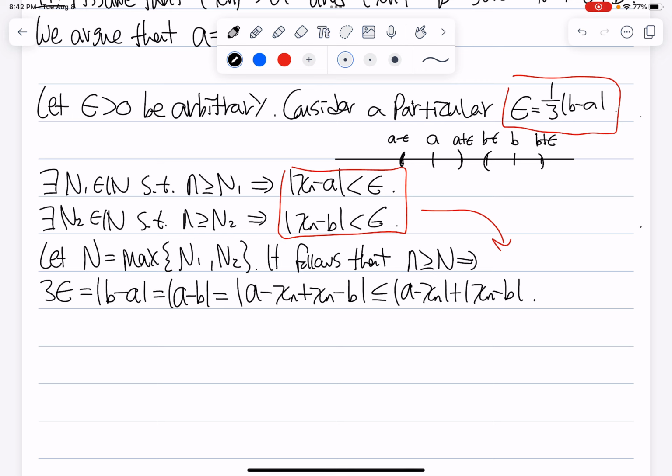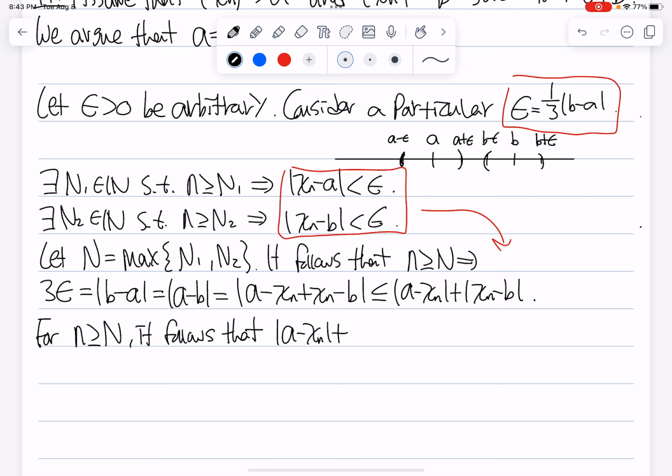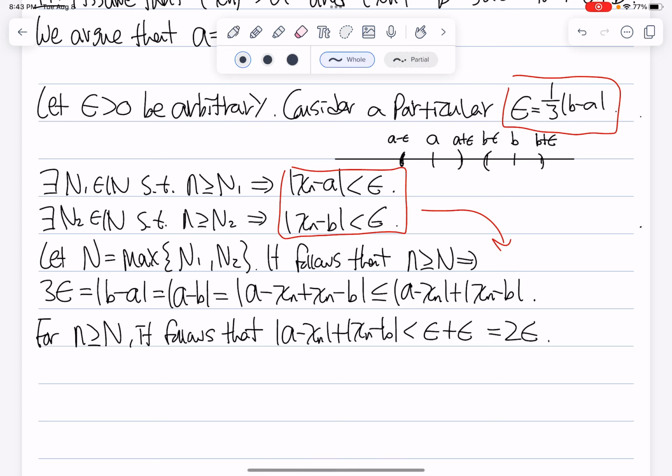And we know that for n greater than or equal to big N, which was the maximum of n1 and n2, it follows that this a minus xn plus xn minus b is going to be less than epsilon plus epsilon, which is 2 epsilon, right? Because after the big N term, we know that the difference between the term and the limit is less than epsilon. So we use the fact above to show that this triangle inequality is less than 2 epsilon.